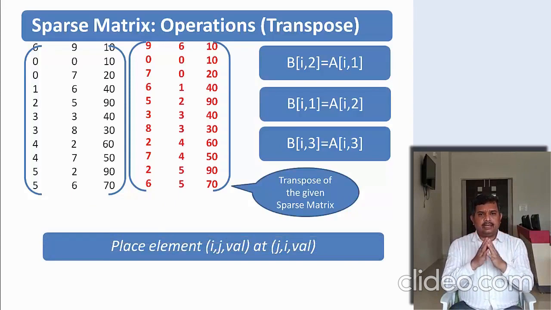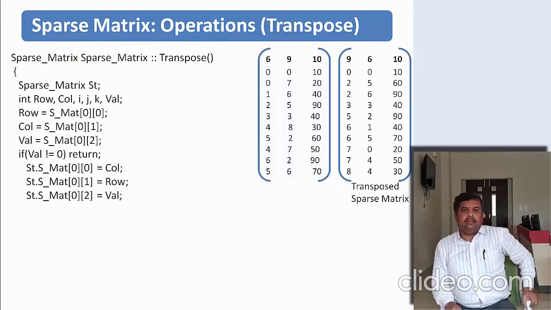Now here again you can see we want to save our values in the form of triplets I, J and value. But in our transpose matrix we will be writing in the form of J, I and value.